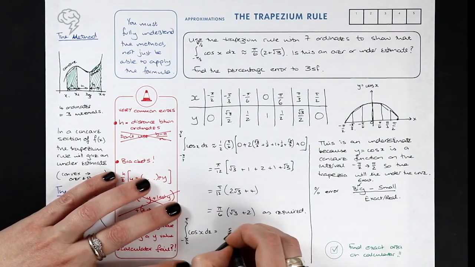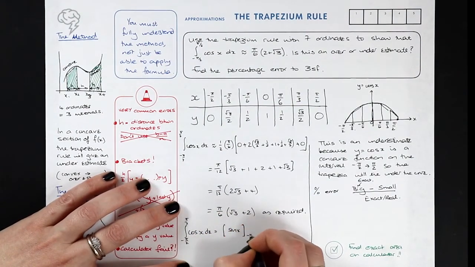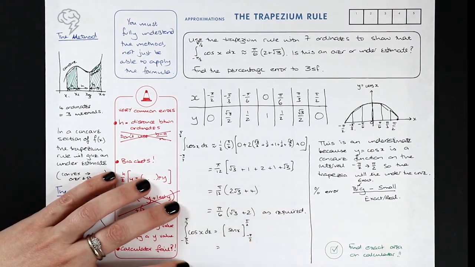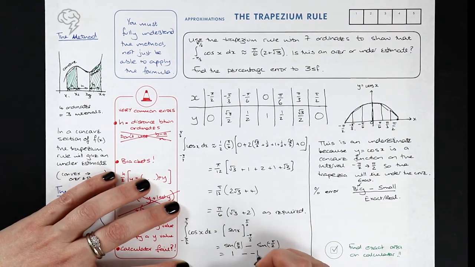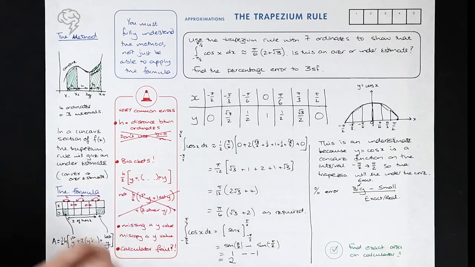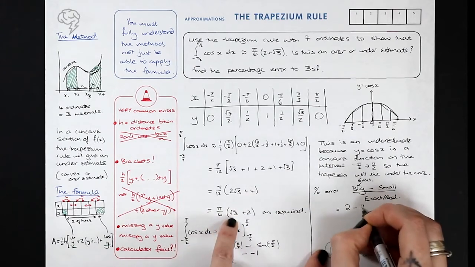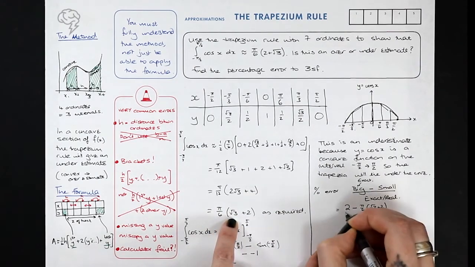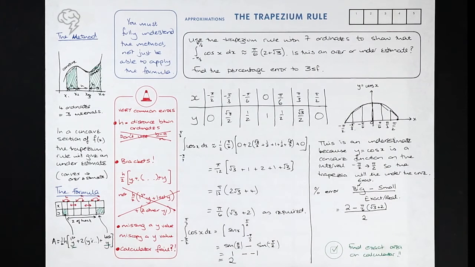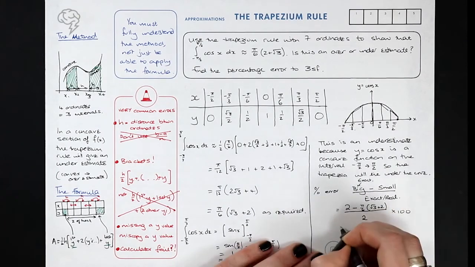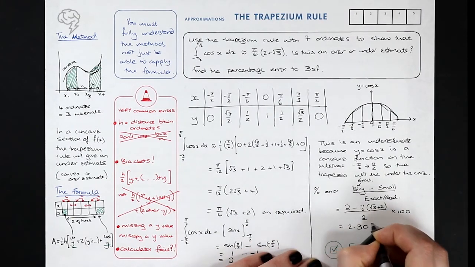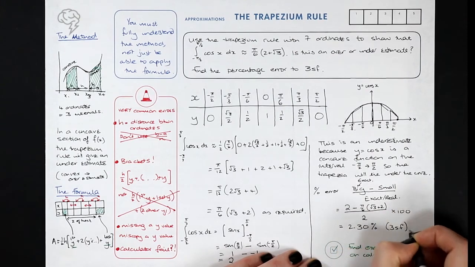So I'm going to integrate. Put the top limit in, put the bottom limit in. Sine of pi by 2 is 1, sine of minus pi by 2 is minus 1, so this is 2. So the true area is 2. So the percentage error will be 2 minus this thing, all over 2, and then times 100. And that's, to 3 significant figures, 2.30.